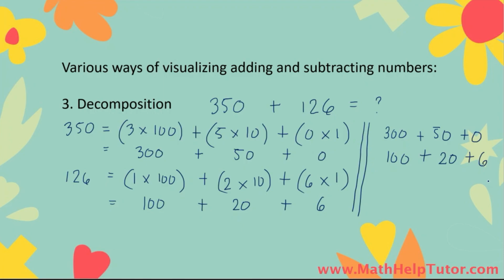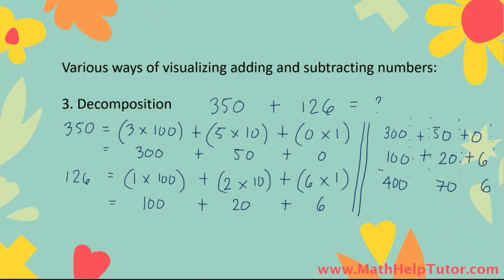Now what we're going to do is we are going to add only those values from the same place. So we're going to add 300 and 100, and then we're going to add 50 and 20 since they are in the same tens place. 300 and 100 are in the same hundreds place, and 0 and 6 are in the ones place. So 300 plus 100 gives us 400. 50 plus 20 gives us 70, and 0 plus 6 gives us 6. So these numbers are the values of the places that we have added.